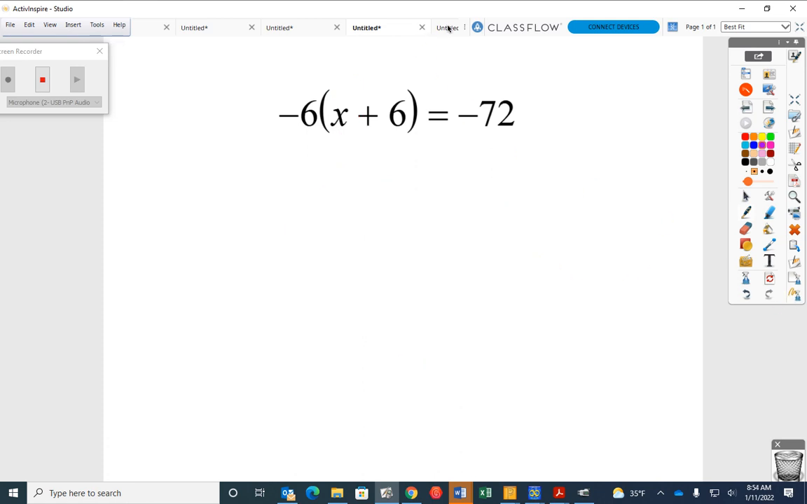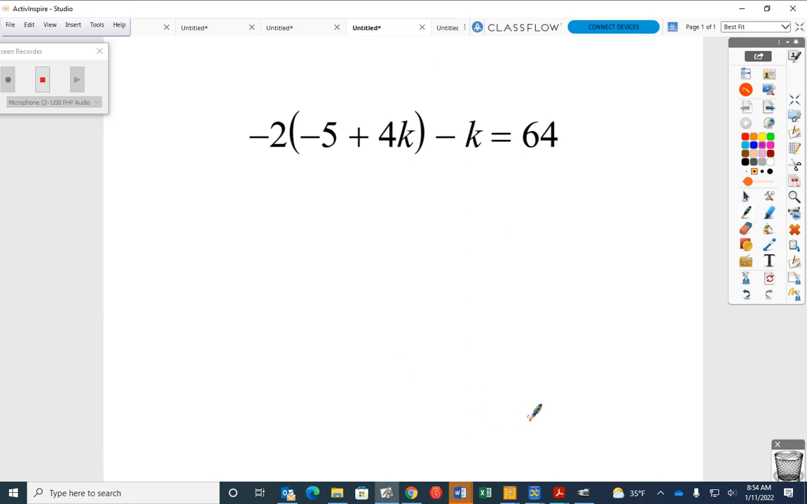Let's see about this one. What is different about this one? We've got an additional term here, right? Do you think that changes anything? No, it doesn't. The first step is exactly the same. Our first step is to eliminate what? The parentheses. So let's do that.